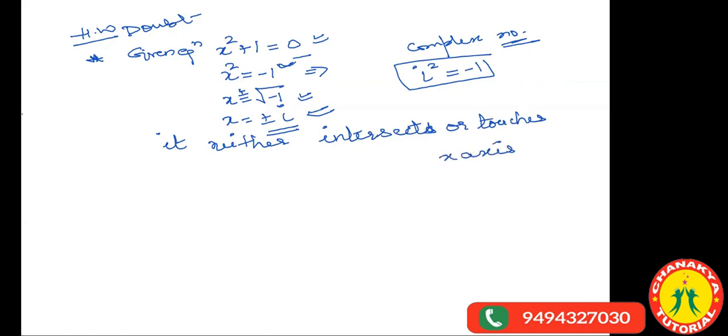Ma'am, that means iotas never touch the x-axis? Yes, this is your imaginary. So no need to write this, but just keep in your mind that whenever you get the value of x square as any negative number, then it will never intersect or touch the x-axis. Clear? Because this complex number you will study in 11th class if you take maths. This is of 11th class. No need to understand it right now.